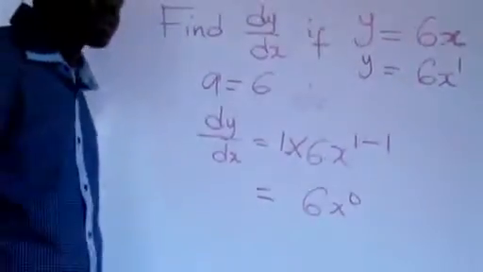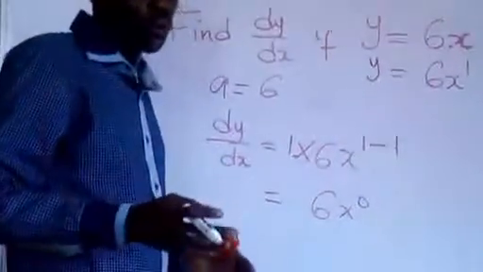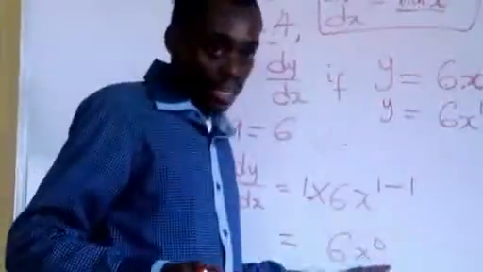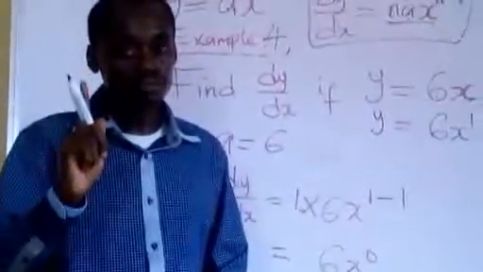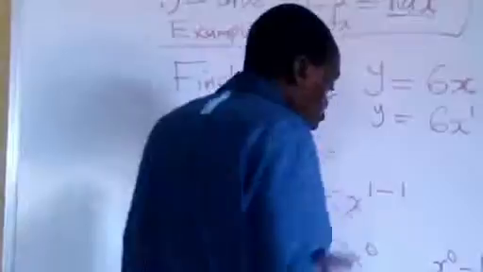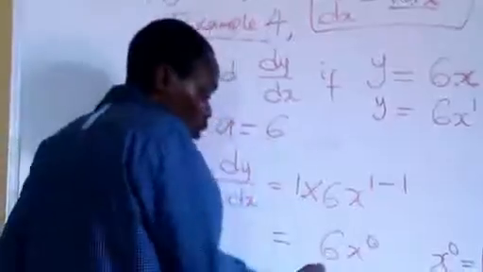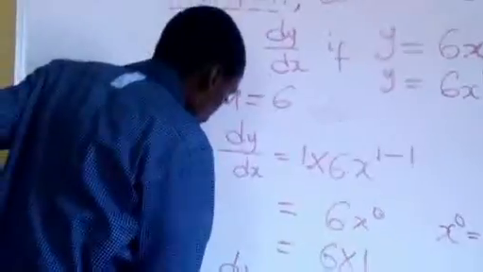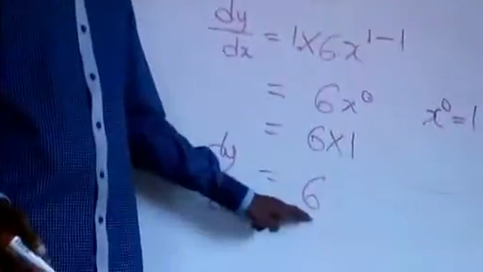But we're not going to leave it this way. From your previous work, if you've done indices before, indices says that when a number or an alphabet, anything that is raised to power 0, that thing becomes 1. So x raised to power 0 is the same thing as 1. So we're going to have 6 times x raised to power 0, which is 1. So 6 times 1 is equal to 6. So the dy/dx is 6.